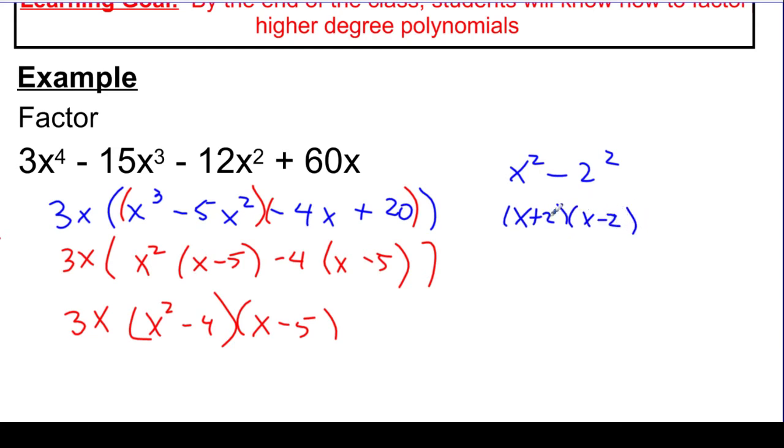So I can actually break down x squared minus 4 one more time, and we have to keep factoring until we're done. So I'm going to say x squared minus 4 becomes x plus 2 and x minus 2, and then that x minus 5 also comes down. So this one actually has 4 different factors in my final answer.